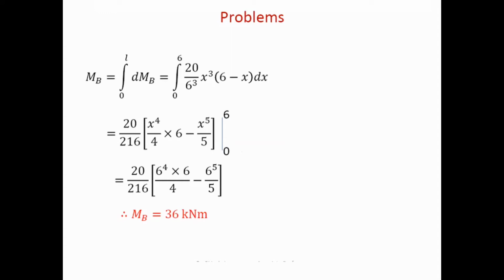20 upon 6 cube, which is 20 upon 216, is taken outside the integration as it is constant, and x cube we have multiplied to the bracket, so 6x cube minus x raised to 4. So its integration is 6 x raised to 4 by 4 for the first term minus x raised to 5 by 5. So limits are 0 to 6. So MB is 36 kilonewton meter. So we have found the fixed end moments on both the ends.